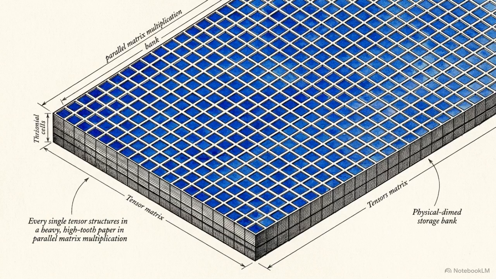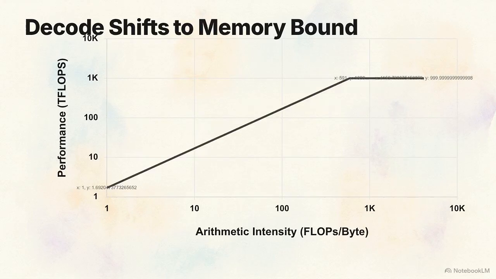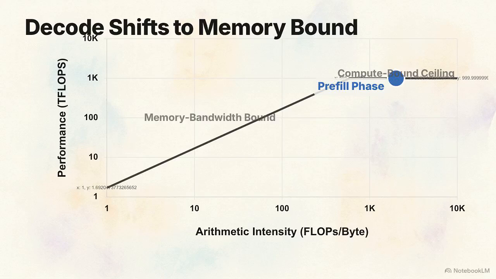When a system receives an initial prompt, it enters the pre-fill phase. Because the entire input sequence is known, the GPU processes all those tokens simultaneously in a massive parallel matrix multiplication. The arithmetic intensity spikes into the hundreds, placing this phase squarely on the compute-bound ceiling.